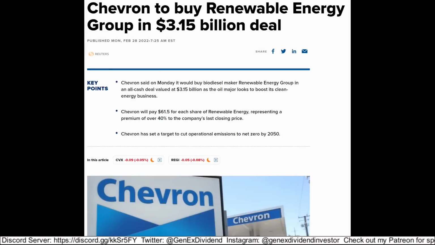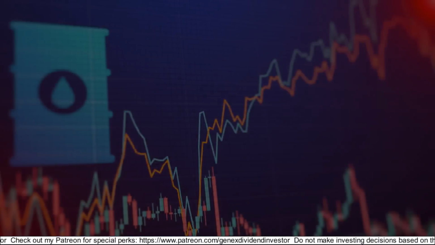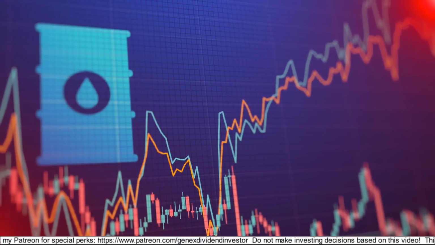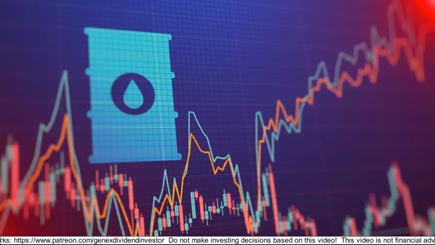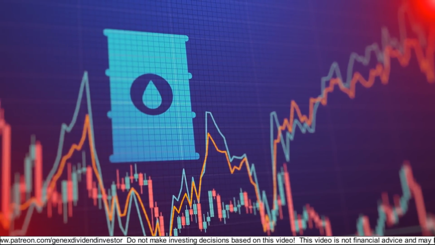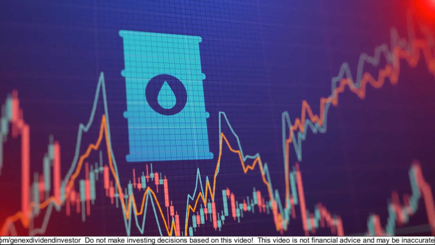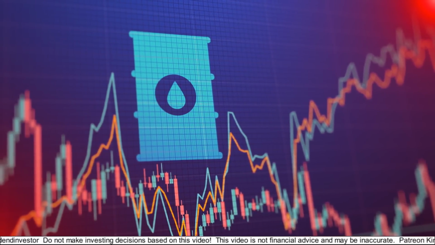Like Chevron announced in February that it would buy biodiesel maker Renewable Energy Group in an all-cash deal valued at over $3 billion. Chevron has set a target to cut operational emissions to net zero by 2050. Exxon is also investing a lot of money to enable a lower carbon future. Obviously, their management teams want to create companies that last for generations, so they allocate capital in ways that will benefit their shareholders accordingly. I don't think it makes sense to demonize oil companies, especially by people who use their products, which is literally everyone out there.